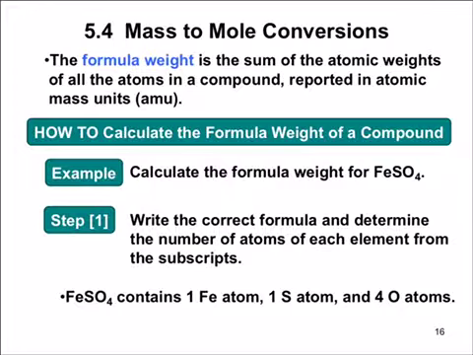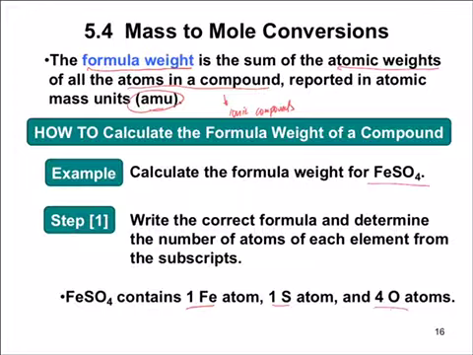The first one is the formula weight. This is the sum of all the atomic weights of all the atoms in a compound. Technically, this is for ionic compounds. And it has the units of atomic mass units. So, for example, FeSO4, iron(II) sulfate. This contains 1 iron atom, 1 sulfur, and 4 oxygen atoms.